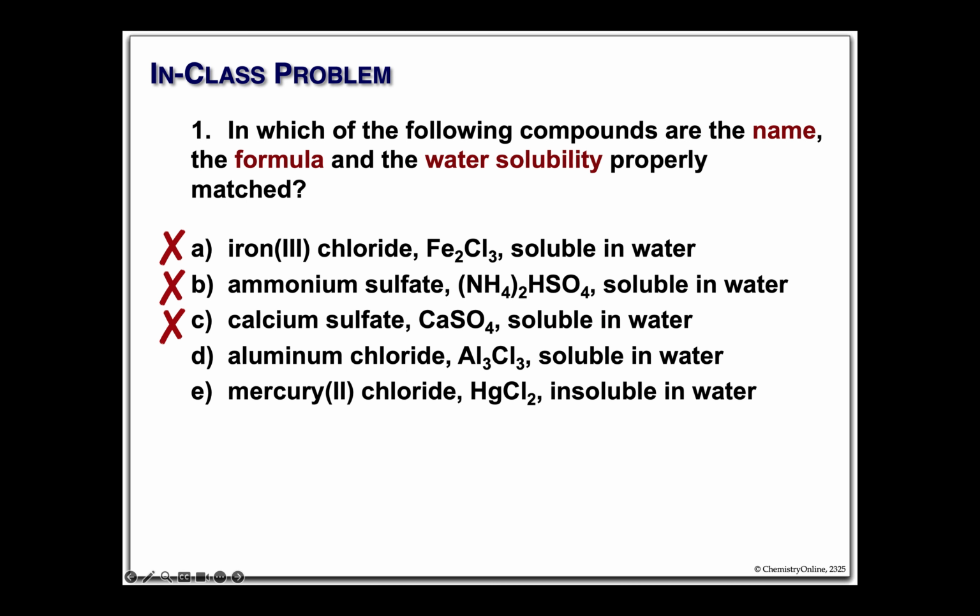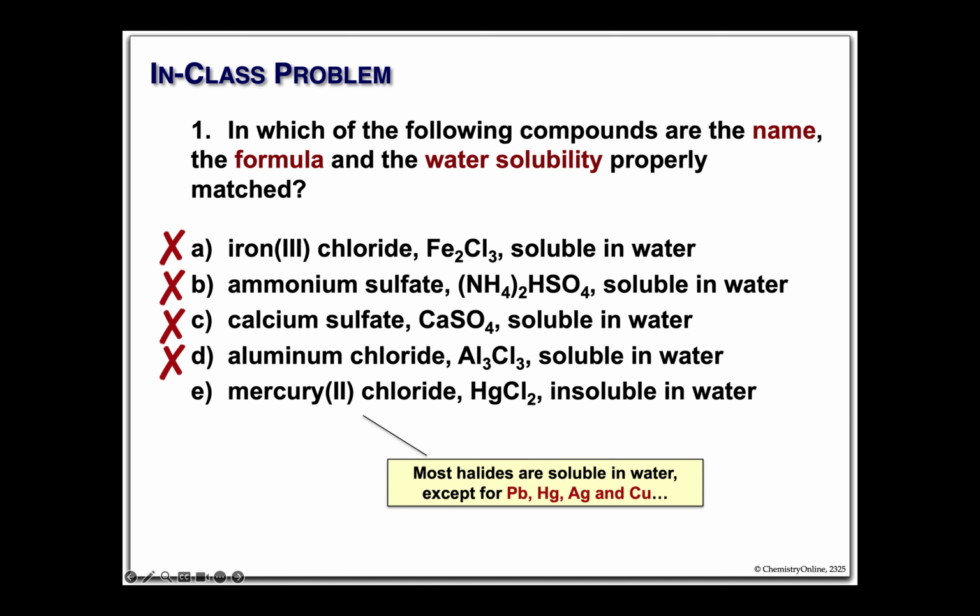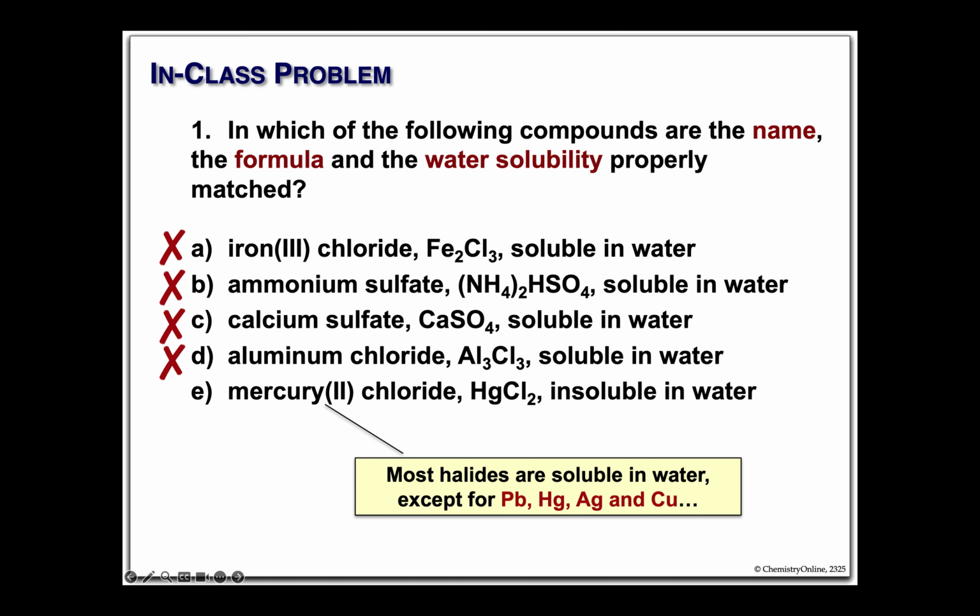Aluminum chloride. Most metal halides are going to be soluble, so soluble works. But the formula here is nonsense. Aluminum chloride has 1 aluminum and 3 chlorides. Finally, it must be this one. Mercury 2 chloride. Chloride is -1. That's mercury 2. Insoluble in water. Yes, it is. Any questions?